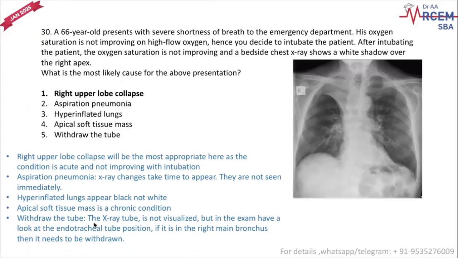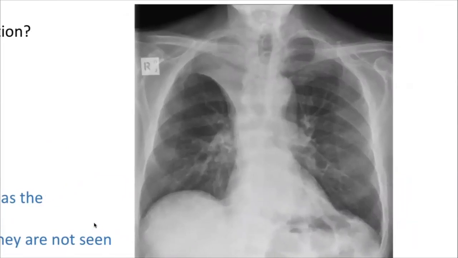After intubation, the oxygen saturation is not improving. A bedside X-ray has been taken. A white shadow over the right apex is seen as shown here in the X-ray. What's the most likely cause? What are we suspecting here?